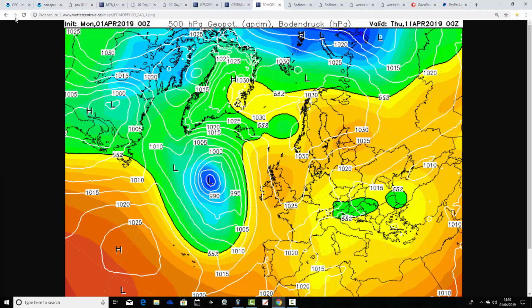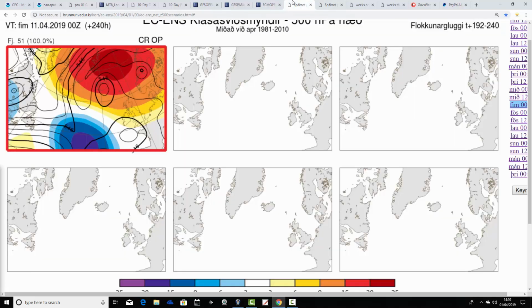So after an unsettled and showery start to April, reverting to pretty dry weather and temperatures becoming relatively mild, albeit there could be quite a bit of cloud associated with these east winds.